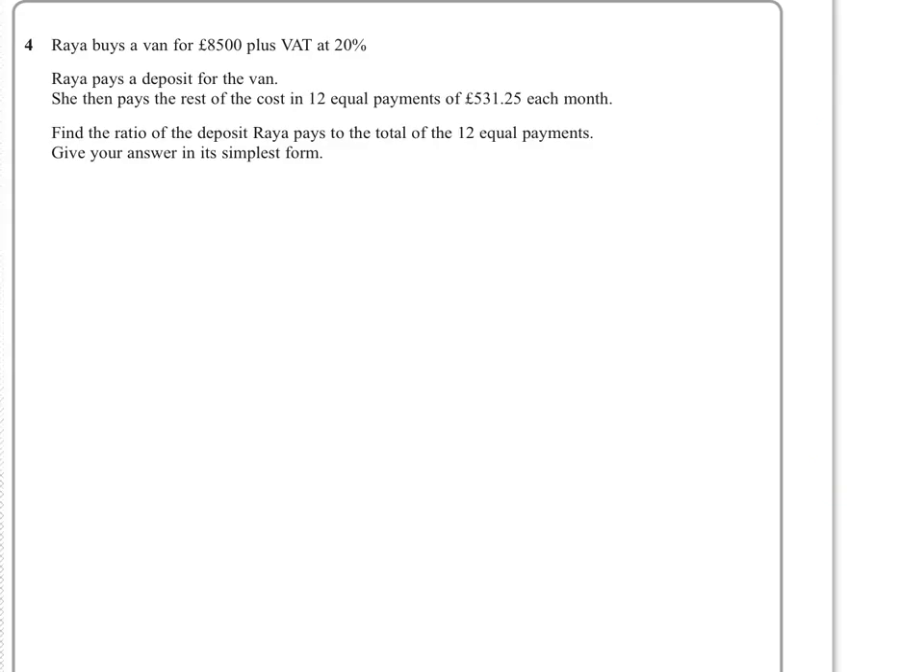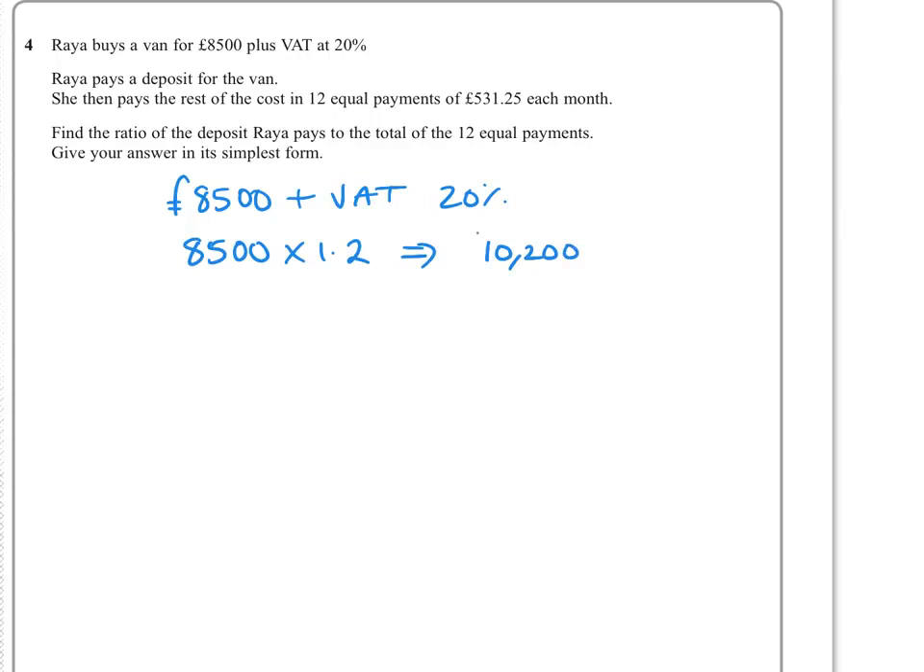Question 4. Rhea buys a van for £8,500 plus VAT of 20%. So we can use the multiplier effect here, 8,500 times 1.2, which is 20% added on straight away as a decimal. And on the calculator, which I'll just do now, that's 8,500 times 1.2, and that's £10,200.